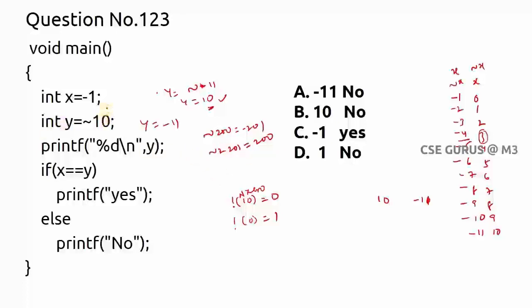Now what is the y value? Actually minus 11 will be taken. The x value is minus 1 as it is. So printf prints y, which is minus 11. And if x equals y, is minus 1 equal to minus 11? No. So that's why no will be printed. The output will be minus 11 and no. So option A is the correct answer.